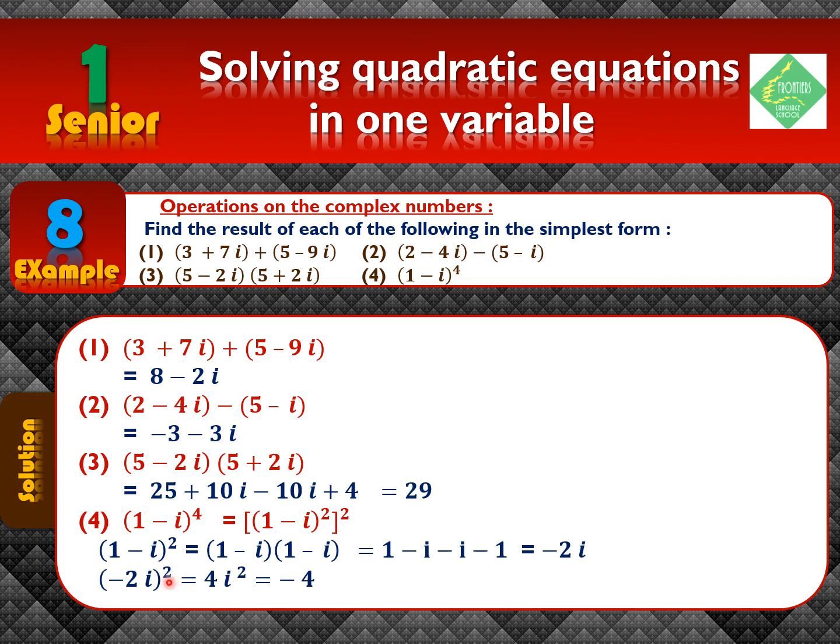When you see any even power, the negative sign will eliminate. 2 power 2 is 4 and i squared, remember. Negative 2 to the power 2, the negative will eliminate and I will get 4. i power 2, what does i power 2 equal? i power 2 equals negative 1. Yes, negative 1 multiplying 4, I get negative 4.